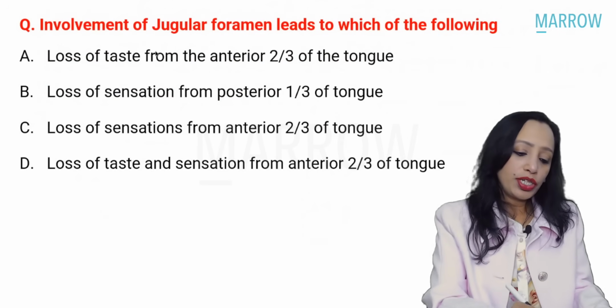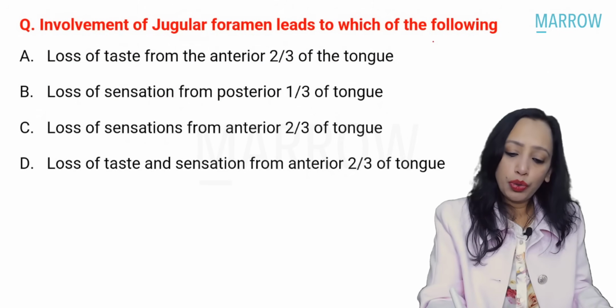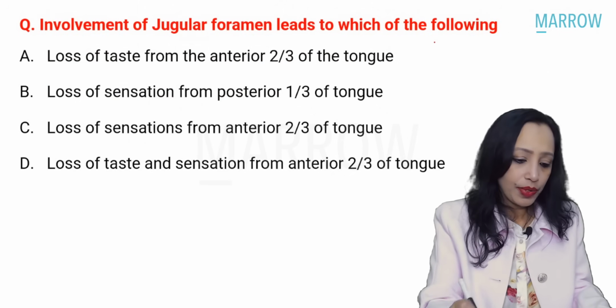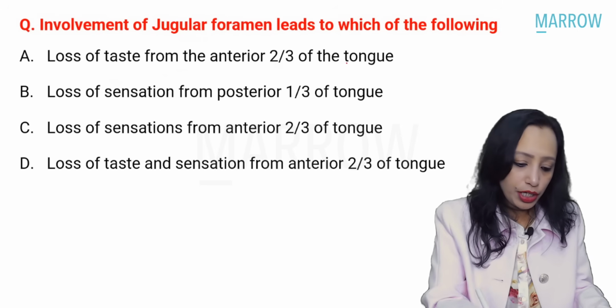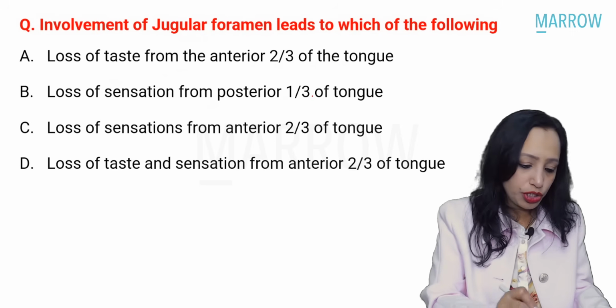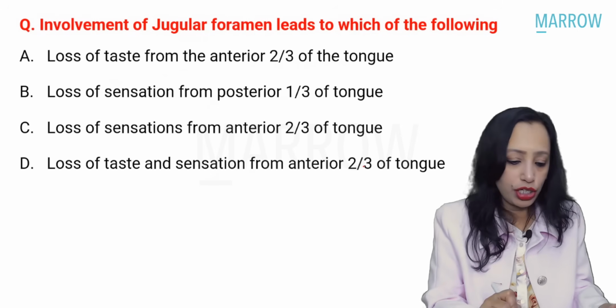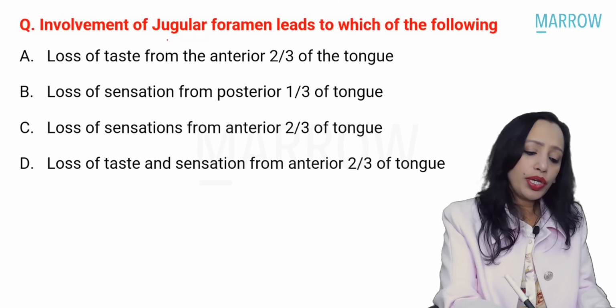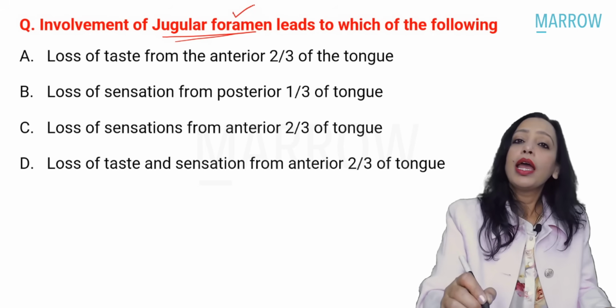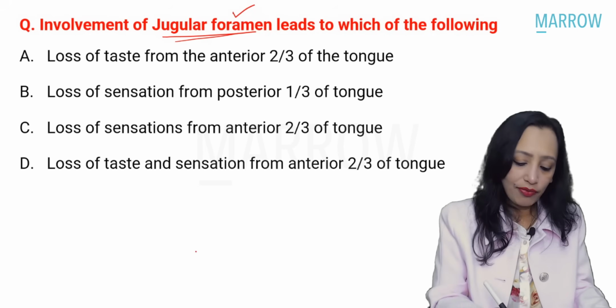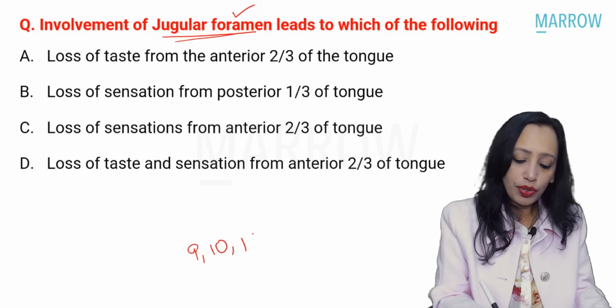So coming to the next question, involvement of the jugular foramen leads to which of the following? Loss of taste from anterior 2/3, loss of sensation posterior 1/3, loss of sensation anterior 2/3, loss of taste and sensation anterior 2/3. Okay, so here we are dealing with the jugular foramen. In the jugular foramen, which nerves do we have? We have the 9th, the 10th and the 11th cranial nerve.